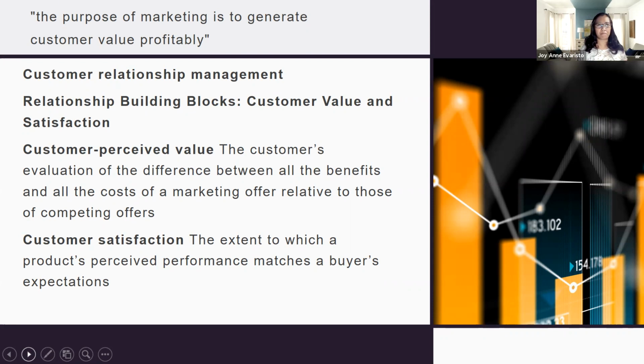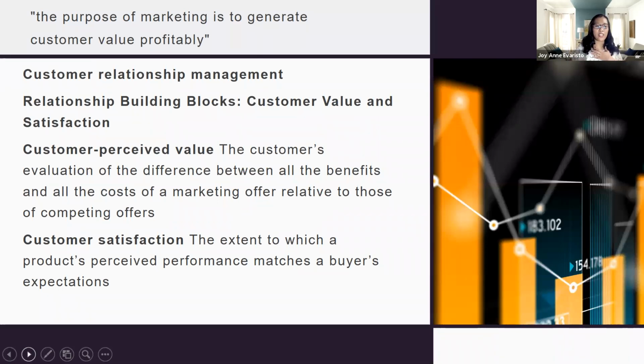Okay, the building blocks of CRM are two things: customer value and satisfaction. The thing that you need to remember about customer value is that customer perceived value is something that is personal. It may be different from one customer to another, meaning my perceived value may be different from your perceived value. And you need to evaluate all of these differences and then look at these benefits against your cost. So that is how we look at customer perceived value.